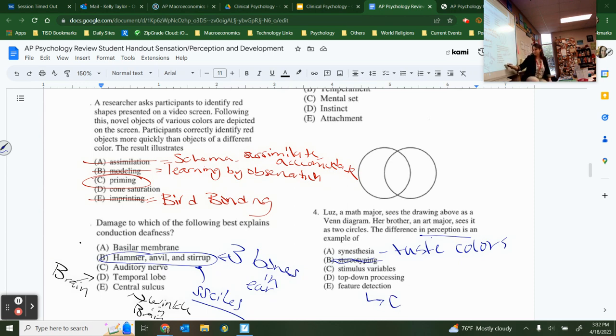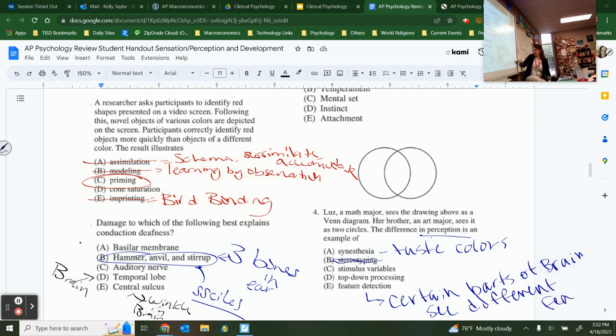So certain parts of the brain see different features. Okay, it's not parts of the brain they're talking about. They're talking about the fact that they're a math major or an art major. So they're using the context of their own life as a way to perceive something. It is top-down processing.